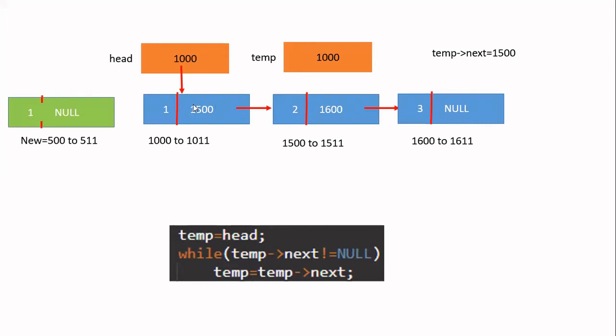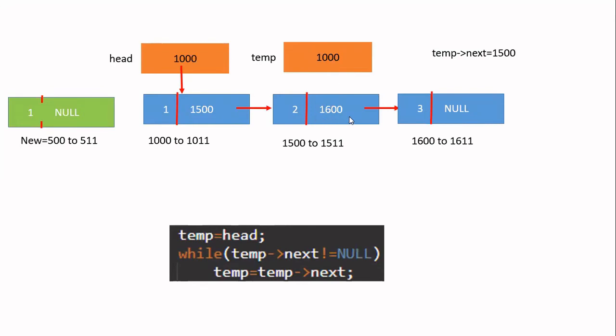So what is this now? It is temp arrow next. So you now have to take temp arrow next and store it in temp. If you do that, what is going to happen is, you take the previous temp, take the next field of that, that is this 1500, and store that in temp. So now temp will contain 1500. The meaning is temp is currently pointing to this particular node.